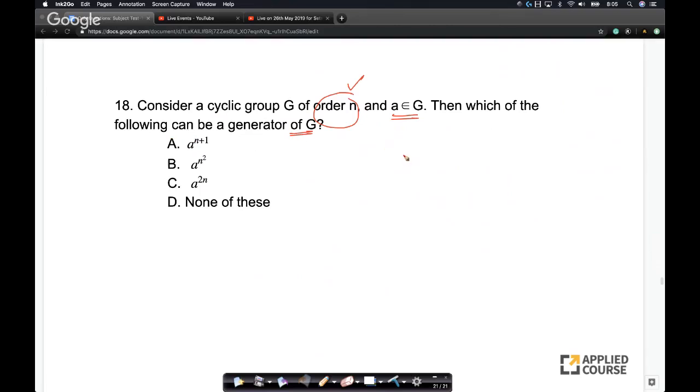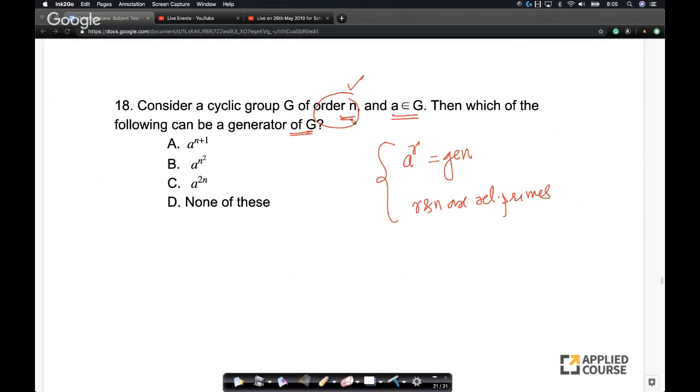Let's assume A power R is a generator. Then we have seen this: if A power R is a generator, then R and N are relatively prime. We have discussed this in the course videos also. This is a very important property. If you know this property, you can solve this in like 30 seconds.